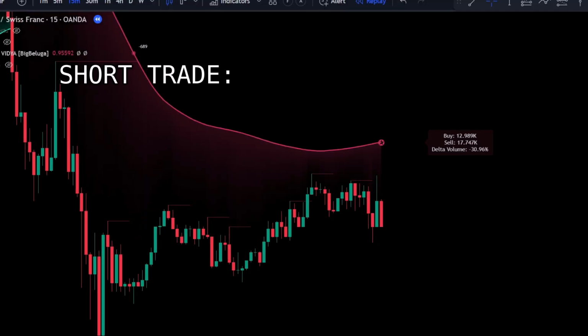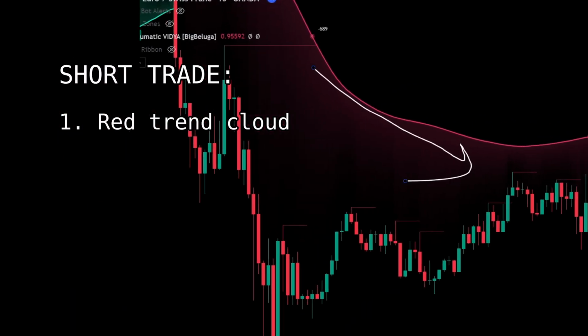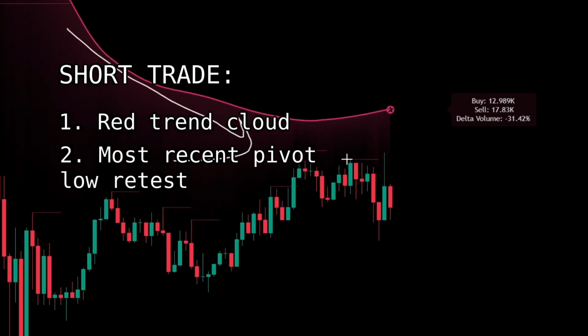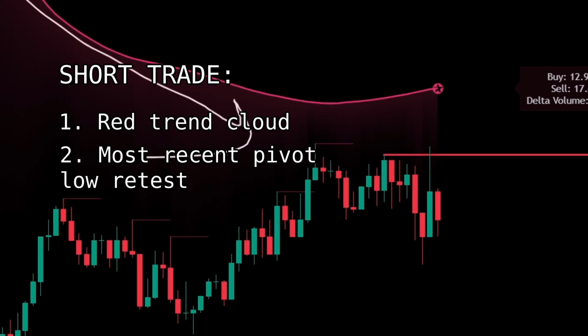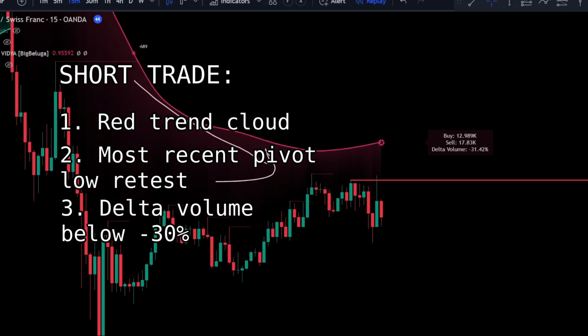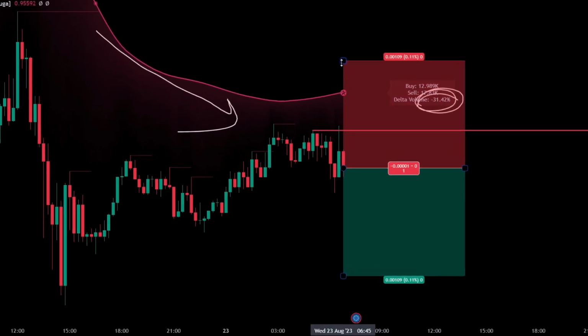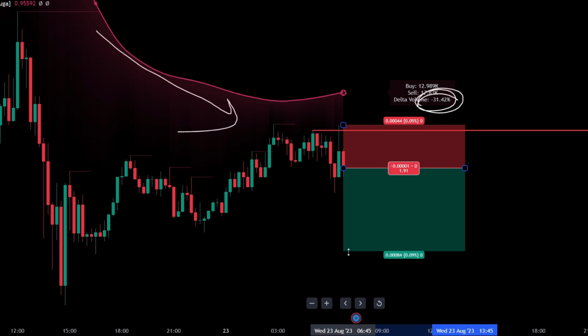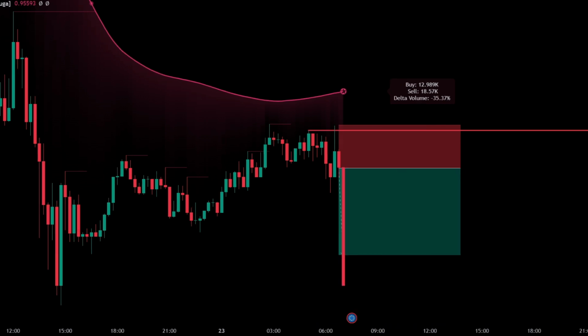For a short trade, ensure the trend cloud is red, signaling a bearish trend. Wait for a retest of the most recent pivot high, marked by the VIDYA line. The retest is valid if a candle's wick touches the level without closing above it. Confirm strong selling momentum by ensuring the delta volume is negative 30% or below. Enter the trade. Place the stop loss slightly above the retest level. Set the take profit at 2 times the risk. Now let's start backtesting the strategy.